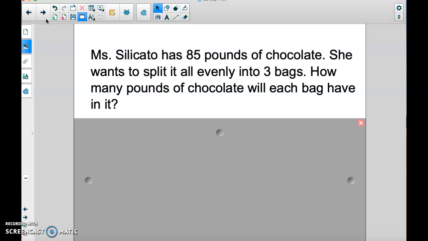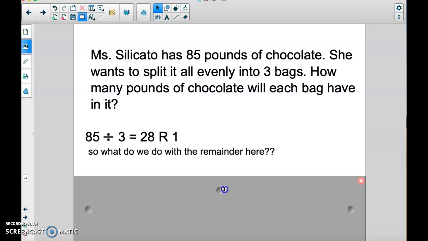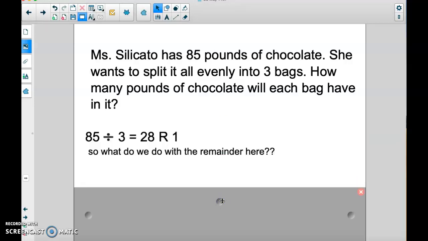Man, she's lucky. She wants to split it all evenly into 3 bags. So how many pounds of chocolate will each bag have in it? Again, same division problem, right? I'm trying to make this as simple as possible so we can just focus on that remainder piece. This is pounds of chocolate, right? And we can split up pounds of chocolate into 3 bags.